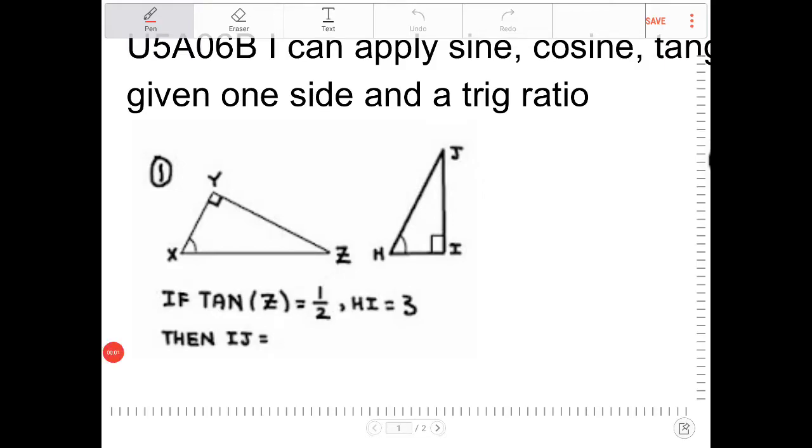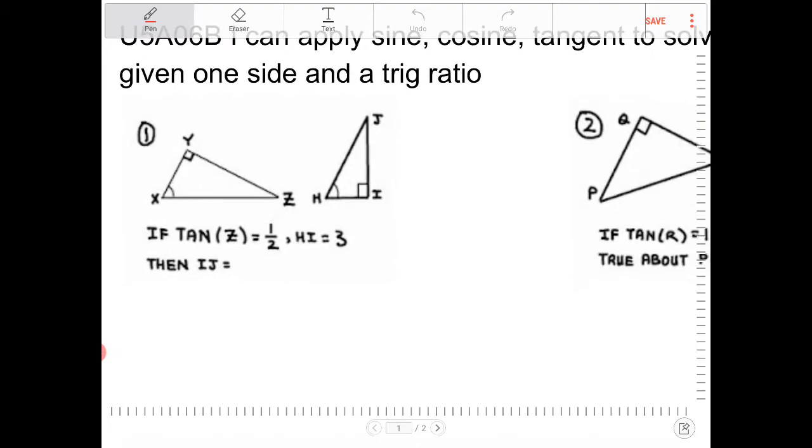Hello students, in this video I will go through exercise U5A06B where I will be applying concepts of sine, cosine, tangent to solving for sides of triangles or solving for ratios of sides of triangles. Let's take a look. Alright, question 1.